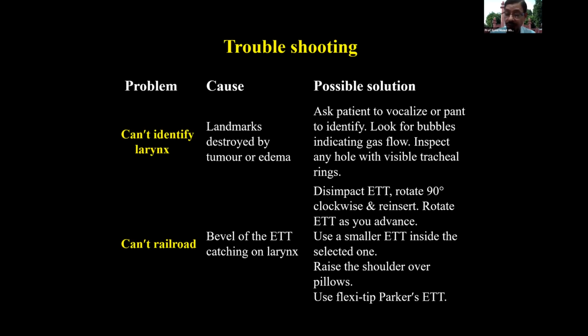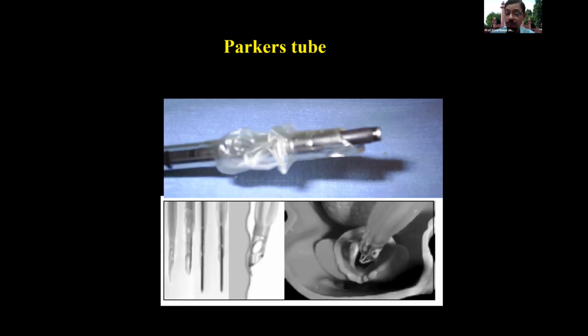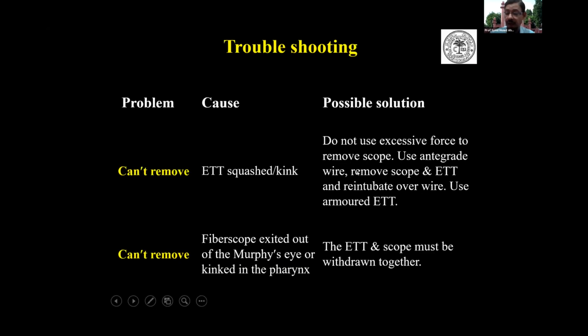There are certain tubes which are known as Sparc's tube, which is a parrot beak tube. They are snugly fitted over the fiber optic bronchoscope, and it prevents it from getting caught up in the vocal cord. So at times you cannot remove the endotracheal tube, or you cannot remove the fiber optic bronchoscope. Now, these are the situations which you can face.